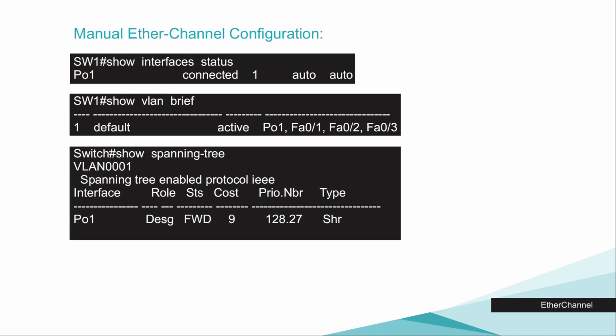If we do show interface status, it will show us port channel 1 and the information about port channel 1. If we also do show VLAN brief, it will show us port channel 1, and show spanning tree right now will show us port channel 1. So let's do those commands first.